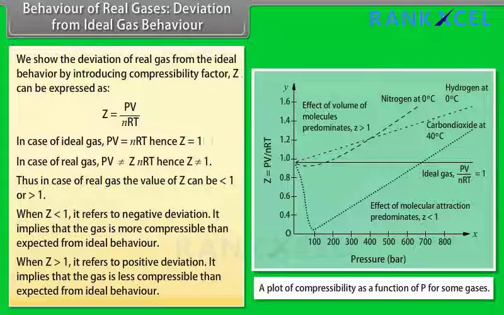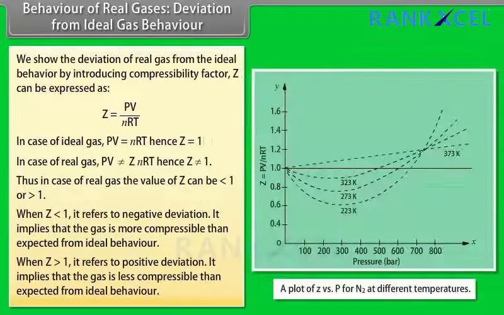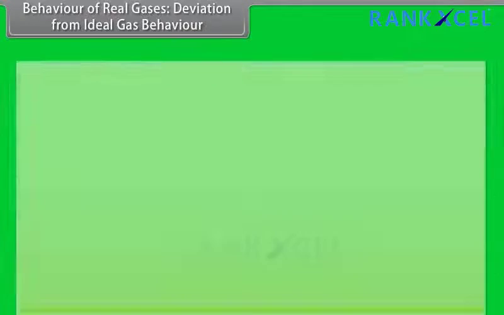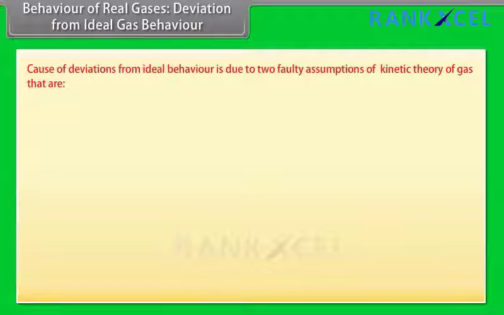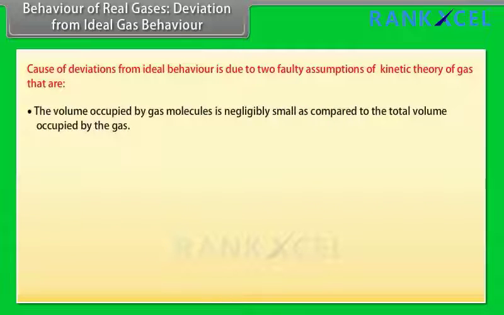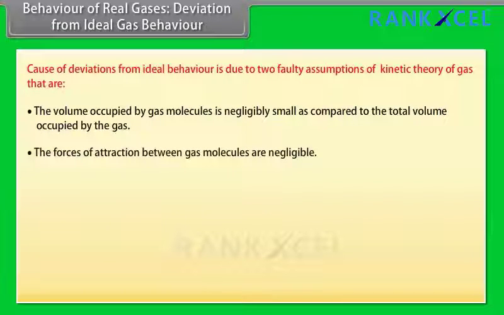When Z is greater than 1, it refers to positive deviation. It implies that the gas is less compressible than expected from ideal behavior. The cause of deviations from ideal behavior is due to two faulty assumptions of the kinetic theory of gases, that are: the volume occupied by gas molecules is negligibly small as compared to the total volume occupied by the gas. The forces of attraction between gas molecules are negligible.